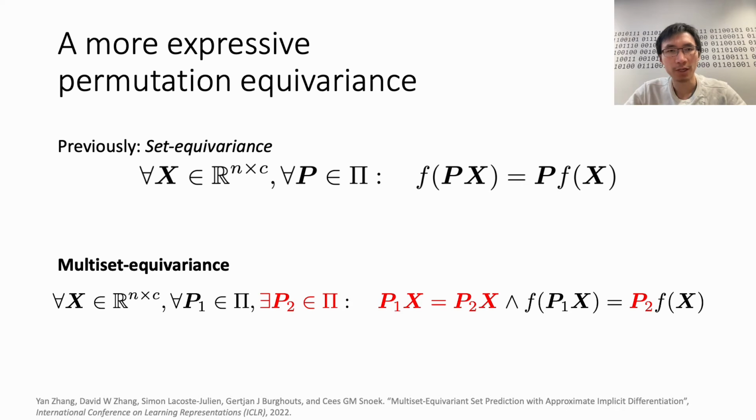A function f is permutation equivariant, or how we prefer to call it set equivariant, if for any input x and permutation matrix P, f applied on the permuted input is equal to the same permutation applied to the output. But as we just saw, this can be way too restrictive for our use case. Instead, we consider a more expressive version of permutation equivariance, namely multi-set equivariance. Here we say that the output doesn't need to be permuted with the same permutation matrix that we used for the input anymore. This notion then enables us to separate equal elements in the input.